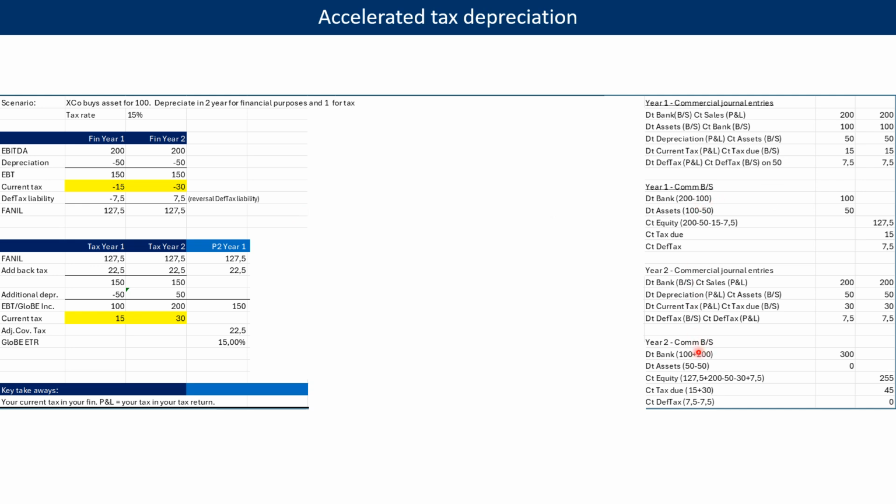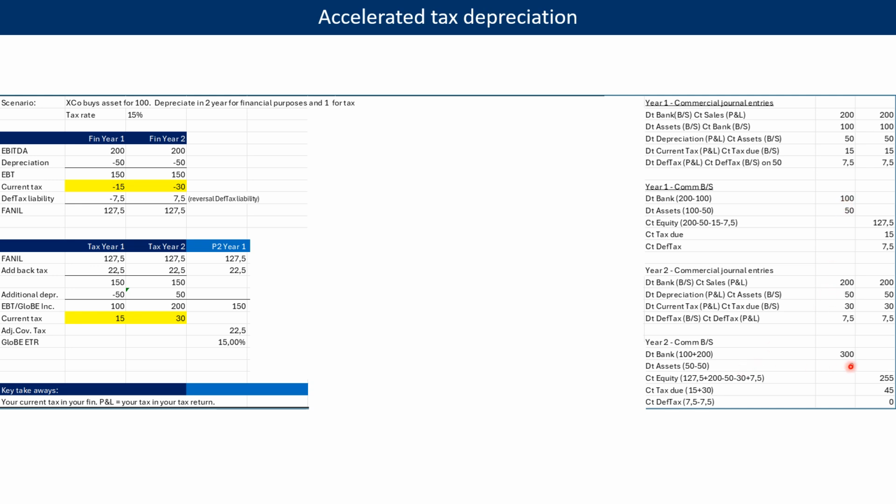We had in our bank 100 at the end of year 1. We made 200 in sales, so that is 300. We had assets in year 1 of 50. We depreciated 50, so we now have 0 assets.